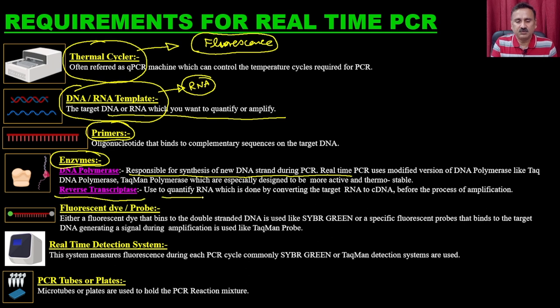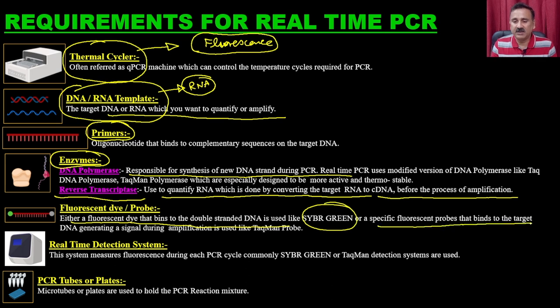You can use it to quantify RNA, which is done by converting the RNA into cDNA before the process of amplification. Then you require the fluorescent dye. So, either a fluorescent dye that binds to the double stranded DNA like SYBR Green, or you can use a specific fluorescent probe that binds to the target DNA, generating a signal during amplification. That means you can use the TaqMan probe method.